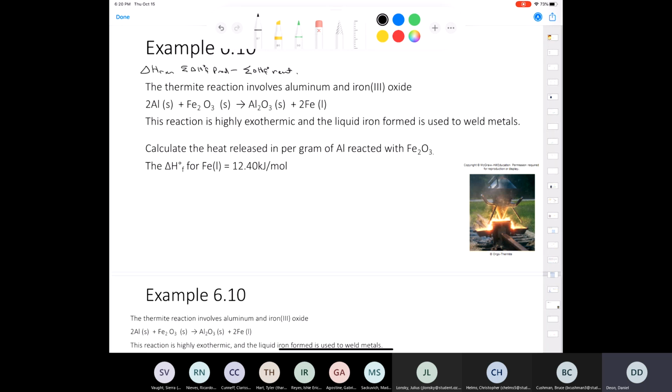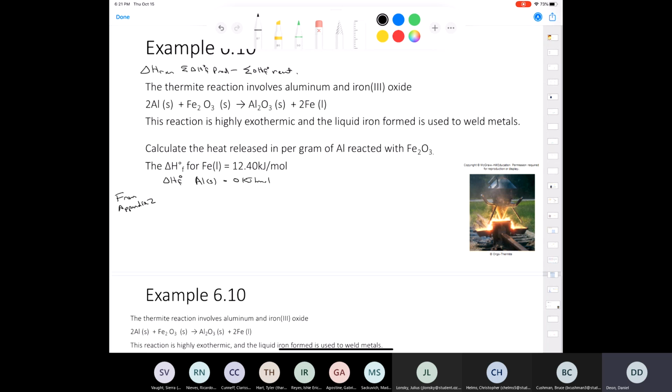And so we're going to have to look up some of these delta H's of formation. We're given the delta H of formation of iron. We need the delta H of formation for aluminum. And it's a solid, and of course that's 0 kilojoules per mole because aluminum is a solid at room temperature, and that is the most stable state of aluminum.